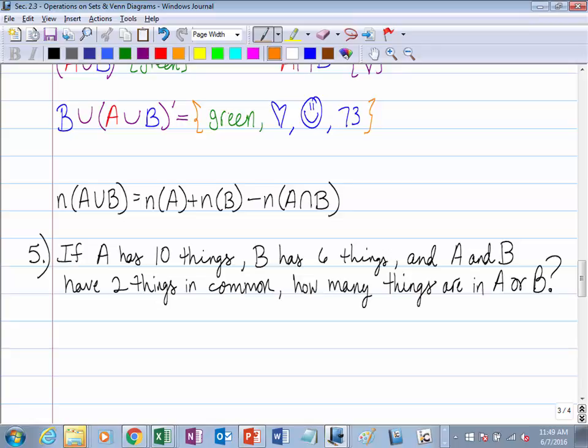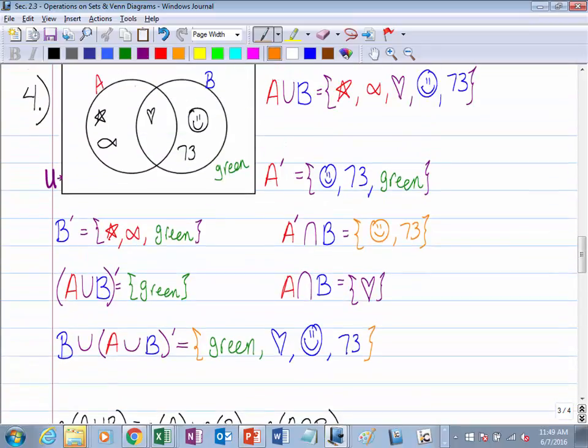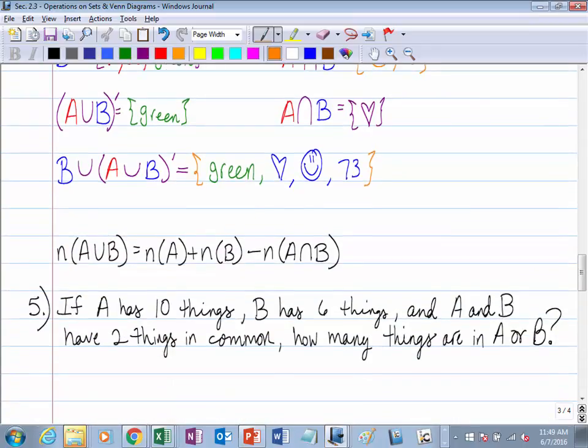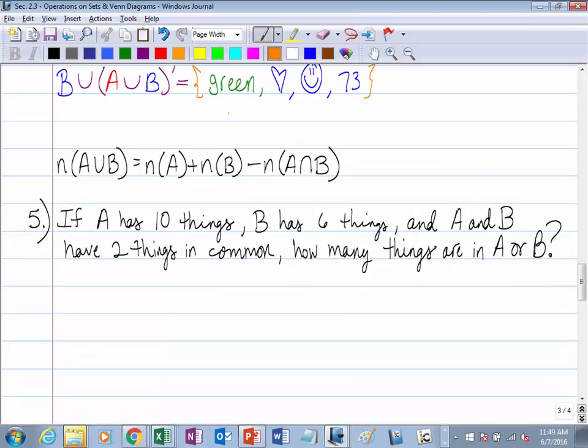So, for example, in the example that we just looked at, the cardinal number of A is 3, and the cardinal number of B is 3, right? If you add 3 plus 3, that's 6, but then you have to subtract 1 because this part was counted twice. So the cardinal number of the union is actually 5. So if A has 10 things, B has 10 things, and A and B have 2 things in common, how many things are in A or B? You just do 10 plus 6 minus 2 equals 14.